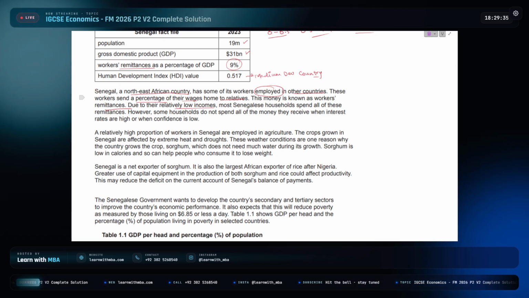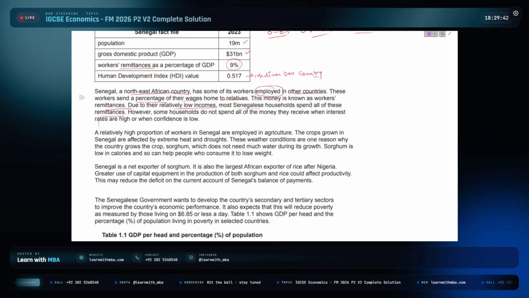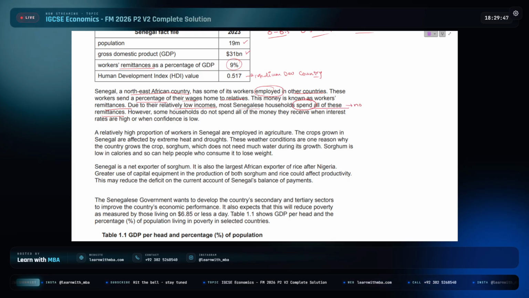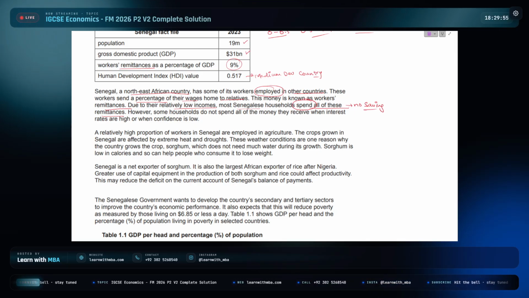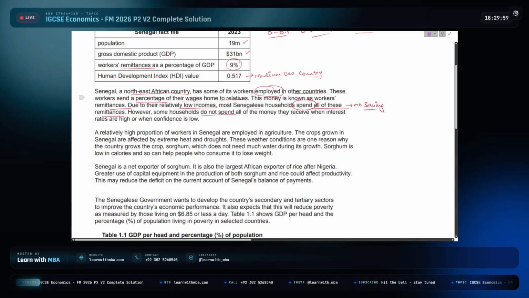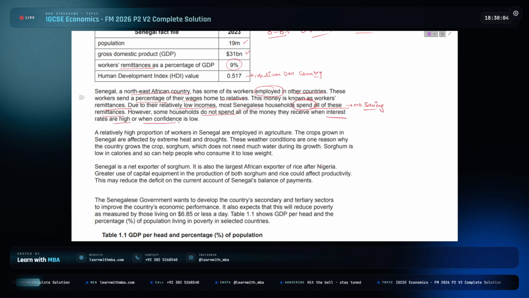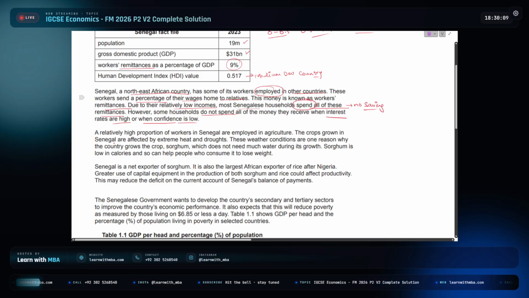Due to their relatively low incomes, most Senegalese households spend all of these remittances, right? When they say they spend all of their remittances, this basically means that they have no savings. There is no opportunity for them to save because all of the income that they get, they just spend it, right? However, some households do not spend all of the money that they receive when the interest rates are high or when the confidence is low, right? So it gives us two reasons why some households don't spend all of it.